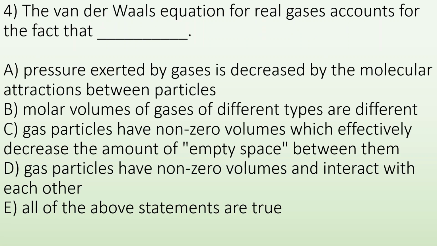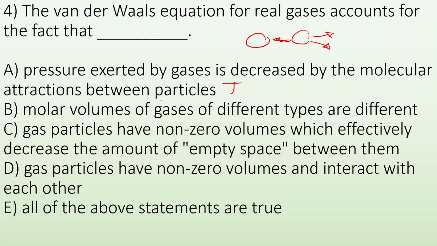Right, number 4, the van der Waals equation for real gases accounts for the fact that what? Let's see. Pressure exerted by a gas is decreased by the molecular attractions between the particles. That is a true statement, right? So these particles are attracted to each other, which means they don't fly off and bump into the walls with as much energy as an ideal gas would.